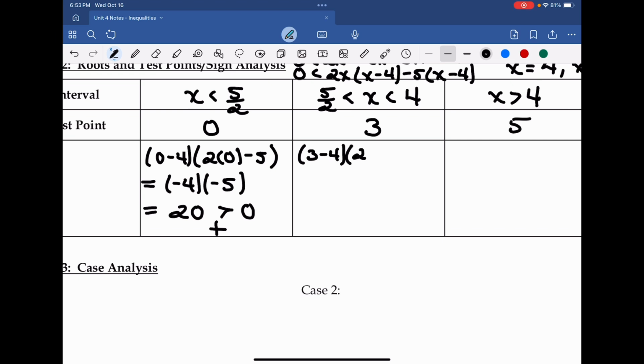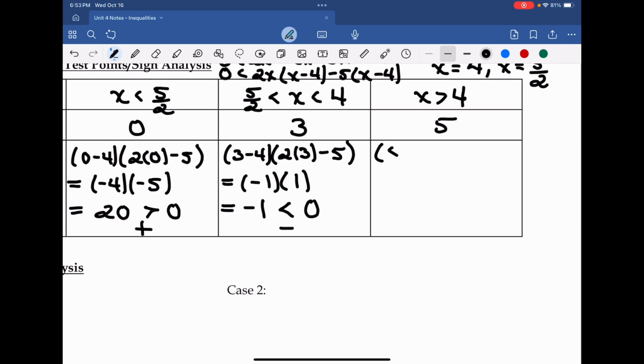Now, if we test the point between, this is going to be 3 minus 4, bracket. We're going to have 2 times 3 minus 5 in a bracket. This will simplify to negative 1. 6 minus 5 is going to be 1. This gives us a value of negative 1, which is less than 0, meaning the end solution is negative here, or that the graph is negative in this region, or below the x-axis if we want to be more formal with it.